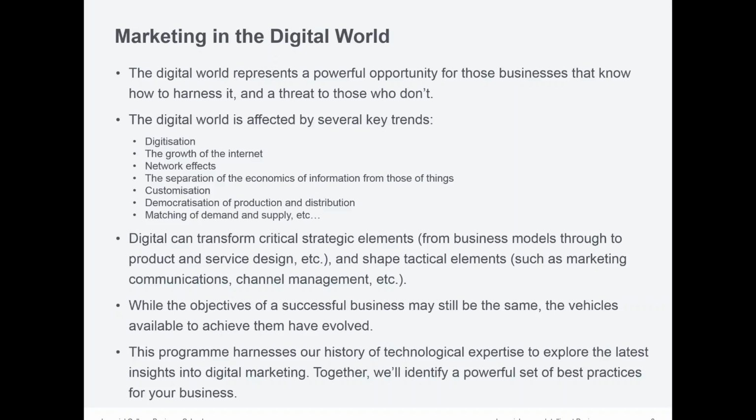And I guess that to start, I just wanted to lay a little bit of foundation for the rationale behind this particular module. The digital world comes with a number of challenges and opportunities, and it's one of those things that unless you master it, unless you harness it, it can actually represent a threat. So it's one of those things that we have to deal with, we have to learn how to use, and we can actually use to our own advantage.